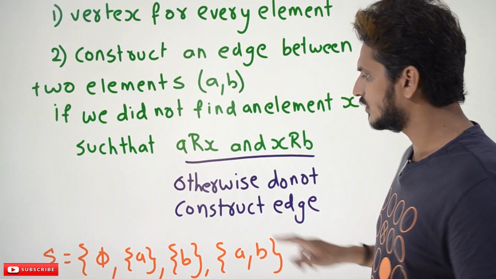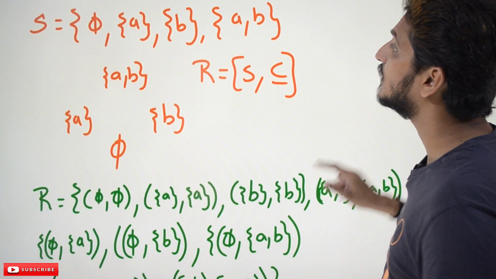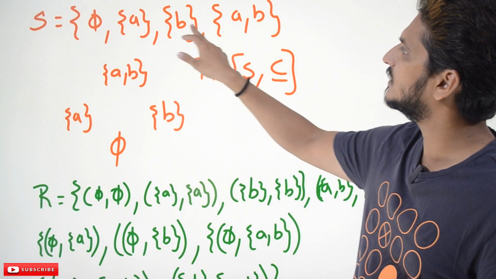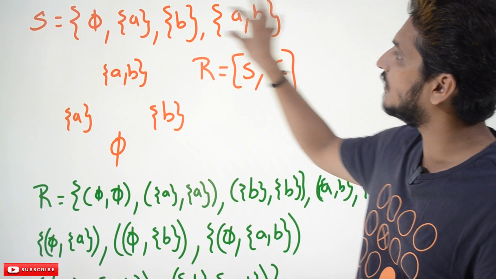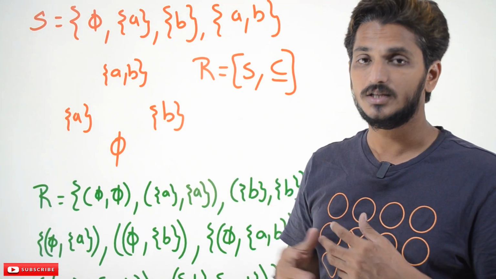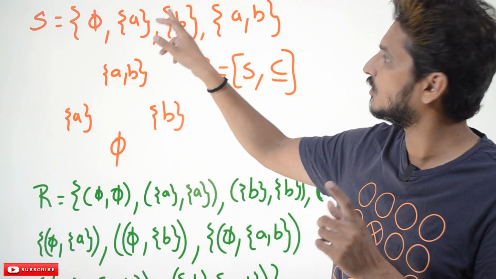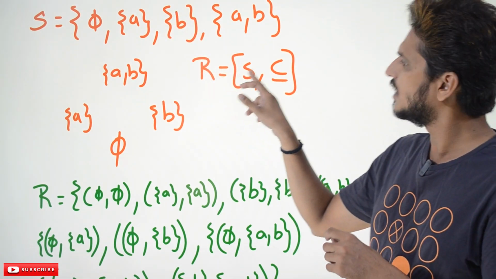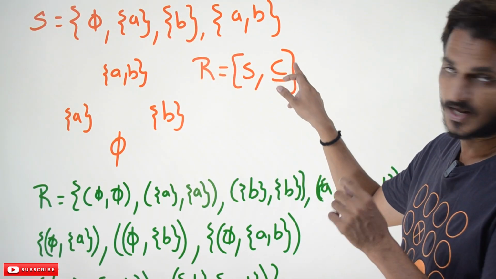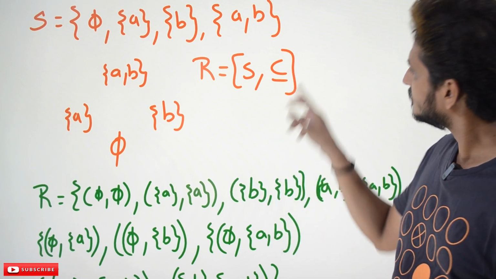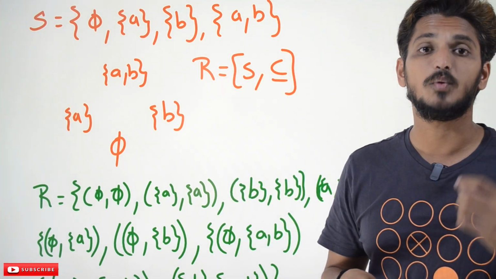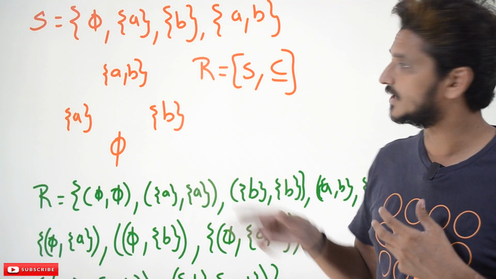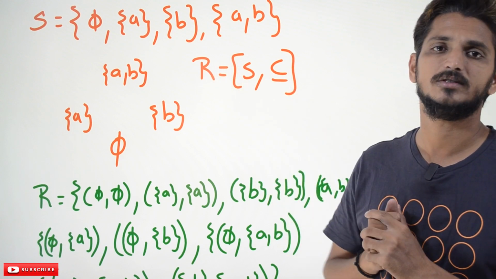With an example, you are going to get a better understanding. The same example which we discussed in our last class. The set S is phi, set A, set B, set A comma B. This is our set which we considered. On this set we are creating a relation R equal to S comma, where our relational operator is subset. We call this relation a poset, a partially ordered set. Why we call it a partially ordered set, we already discussed in our previous class.